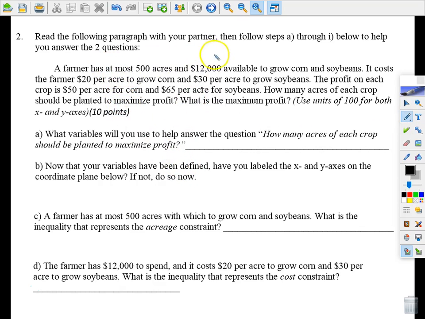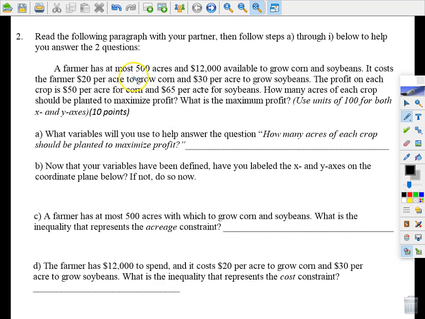Okay, so this says to read with your partner. The intention was for you to partner up and work through this together, but time just did not allow it. So I'm going to work through this one with you, and hopefully this will help you with the other problem that you are to do on your own. So let's see what we have here.